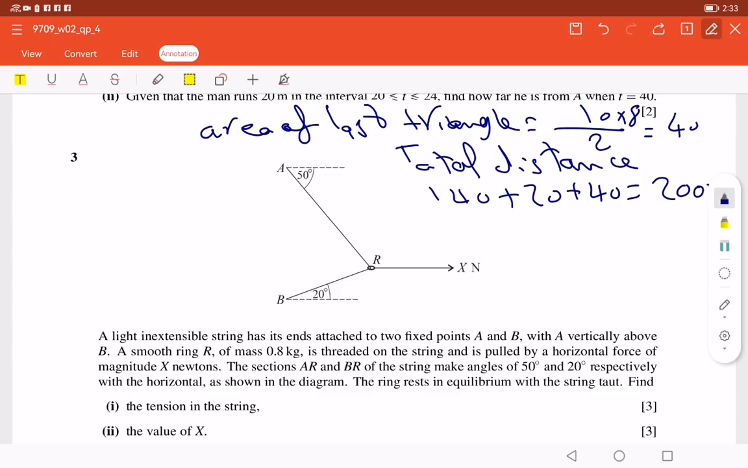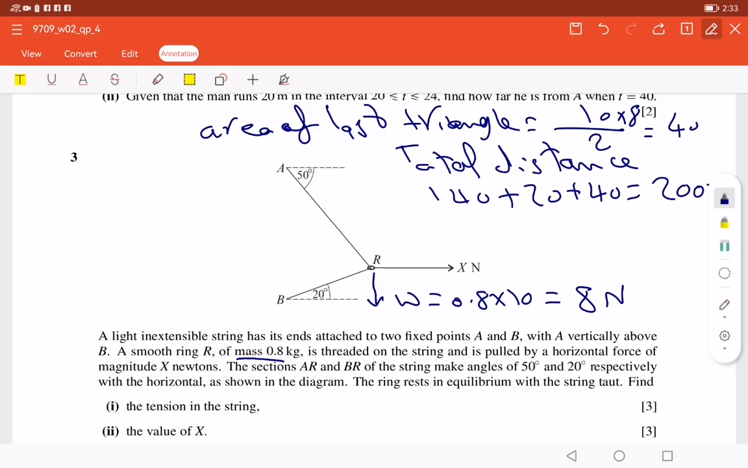It's okay. Look here. The first point, the mass of the ring equals 0.8, and all of us know that the weight force is vertically downward. So W, the weight force of the ring, equals 0.8 multiplied by the gravity, which is 10, so equals 8 newtons.